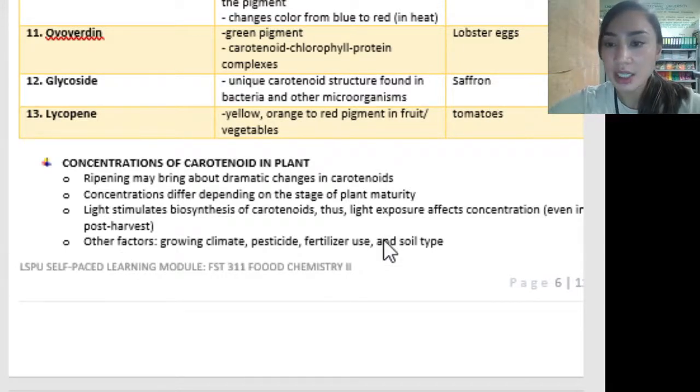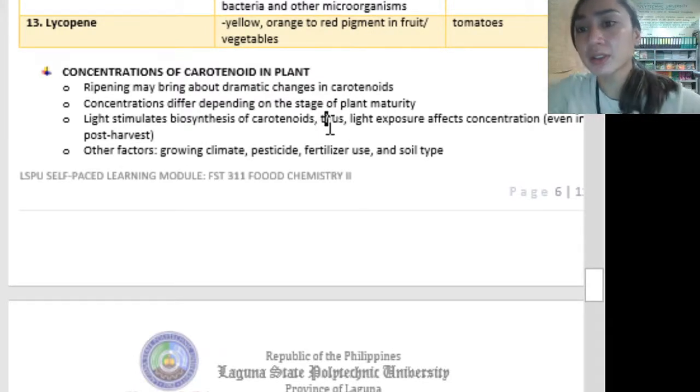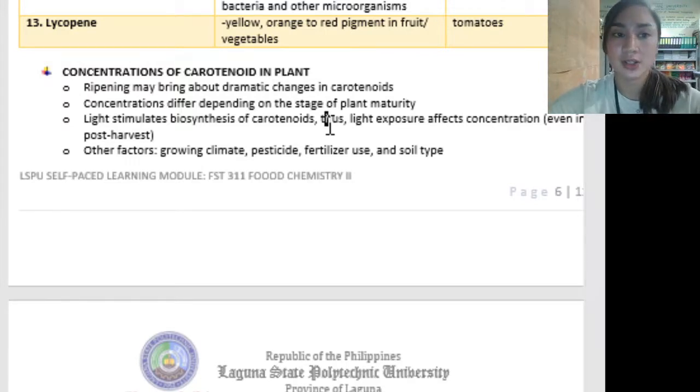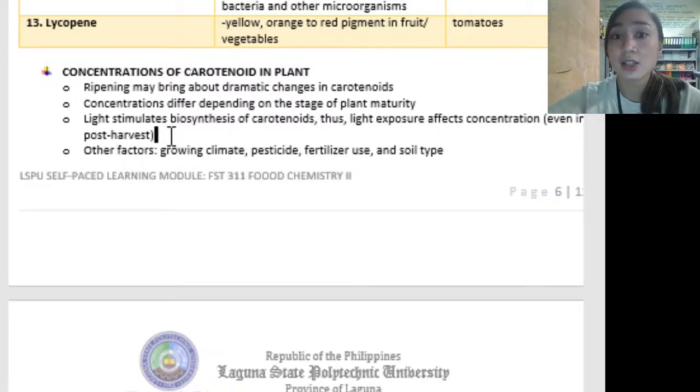Okay, so yung concentration natin of carotenoid in plant, it changes due to different factors. So, first one, we have the ripening. It may bring about dramatic changes in carotenoids, no? Depende sa maturation ng plant. So, concentrations differ depending on the stage of plant maturity. What else? Yung light natin, presence of light, it stimulates the biosynthesis of carotenoids. Thus, yung light exposure, it affects concentration even in post-harvest.